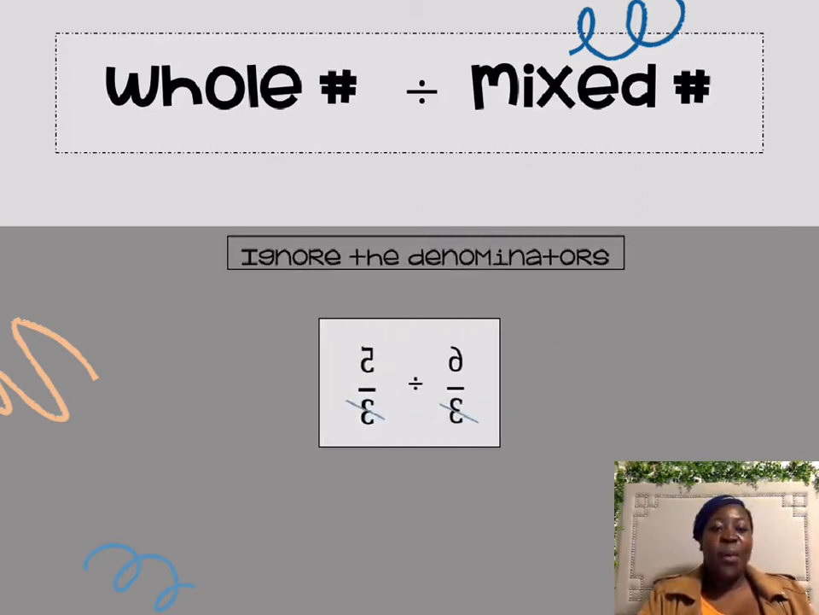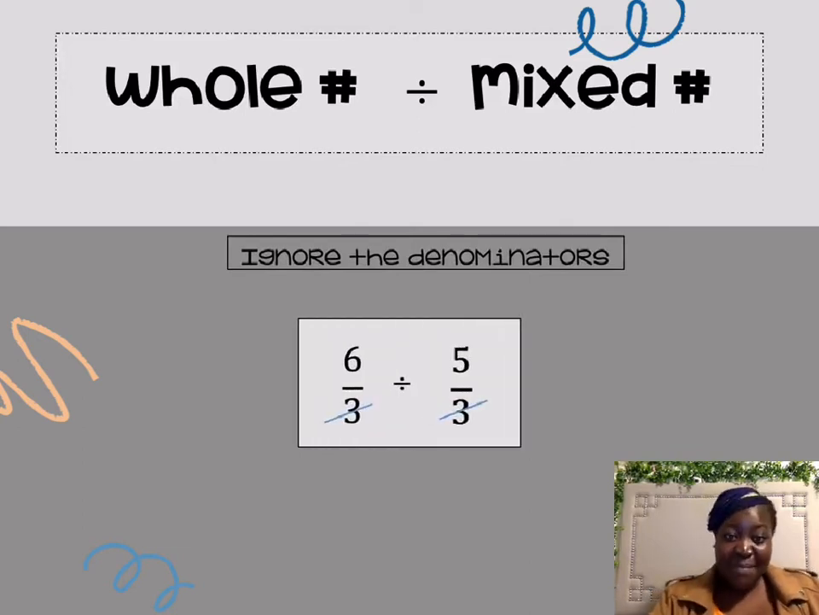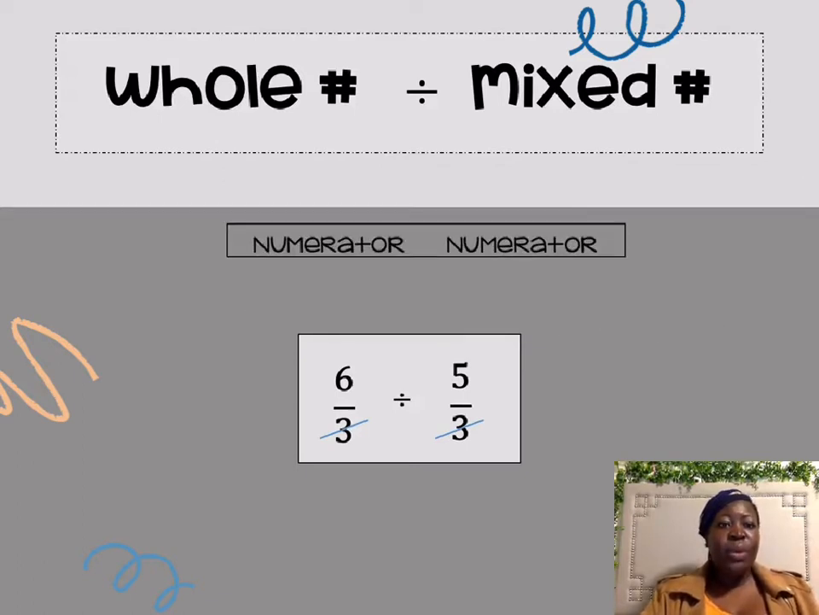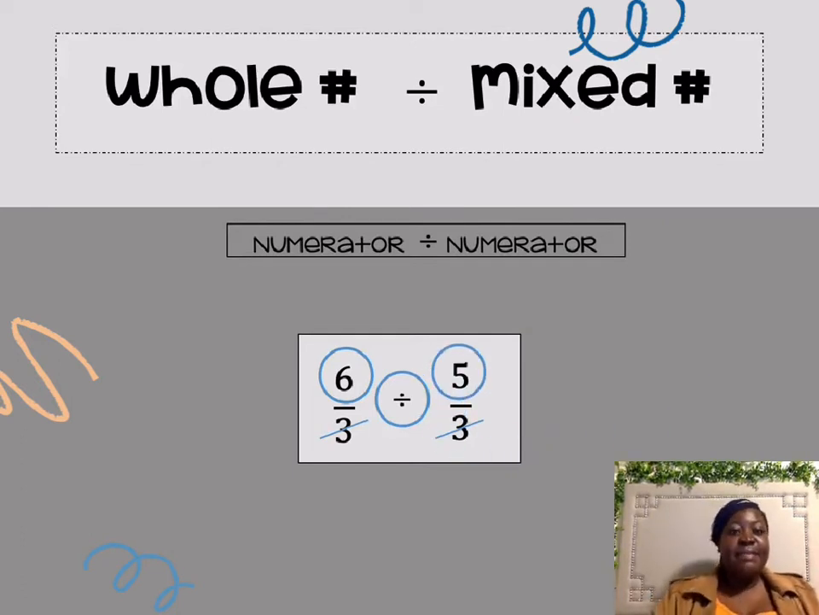We know that when our denominators are the same, we now have to ignore the denominators. Ignore them because when you divide them, that is going to equal 1, and that doesn't really matter right now. We are going to focus on our numerators, which are 6 and 5. So now we have 6 divided by 5, because you read it from left to right.